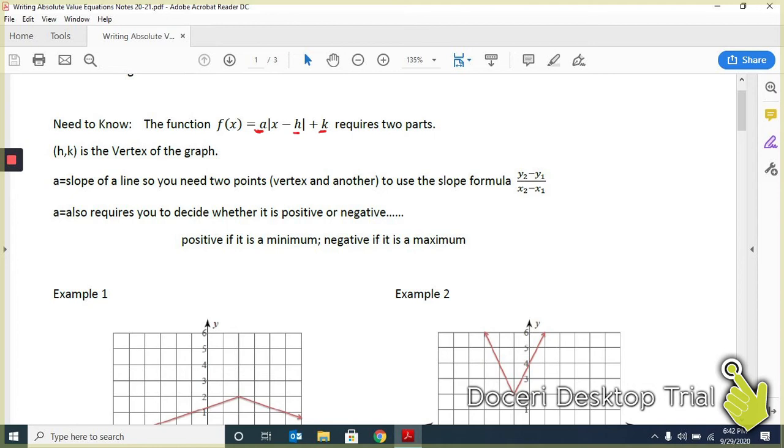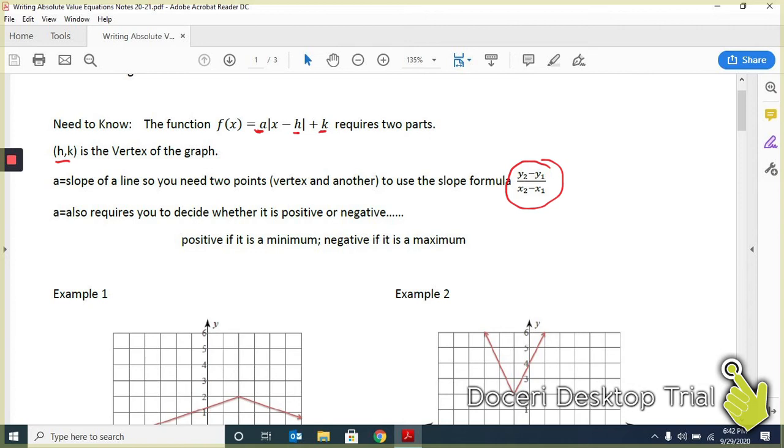Now, the vertex, as we know, is going to be (h, k). For slope, we're going to need two points, and from Algebra 1, you learned a particular formula called the slope formula. That's useful, but I will show you a second method on how to find the a value. That's actually going to help you with a future concept that comes up after this unit. The other thing you have to pay attention to is whether the a is positive or negative, and that's knowing if it's a minimum or maximum type graph.